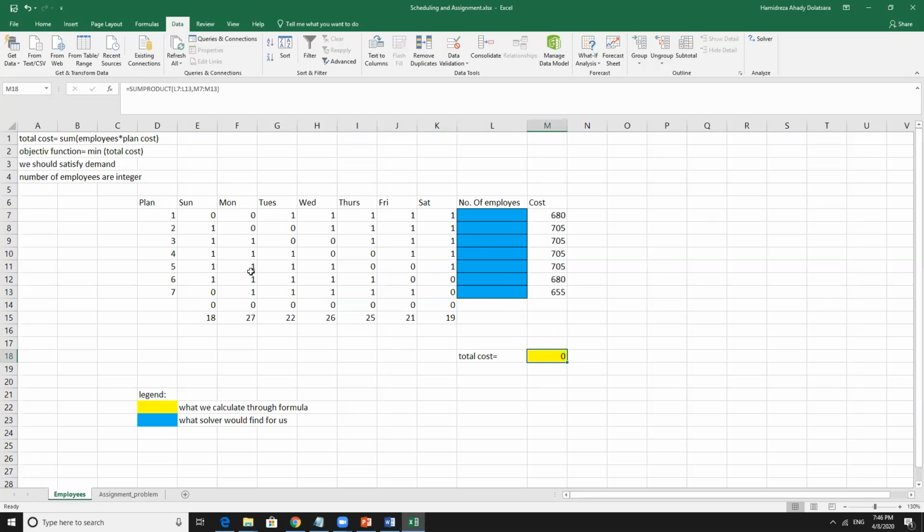Okay, anyway, if you look at the Word document that I shared with you, you know how many workers you need each day. So for example, on Sunday you need 18, Monday 27, Tuesday 22, up to Saturday that you need 19 employees. Look at this in row number 14. You see so many zeros. These are empty cells, but they come from calculations.